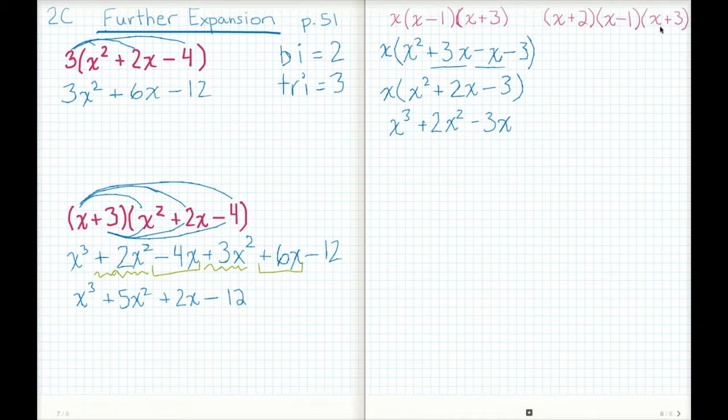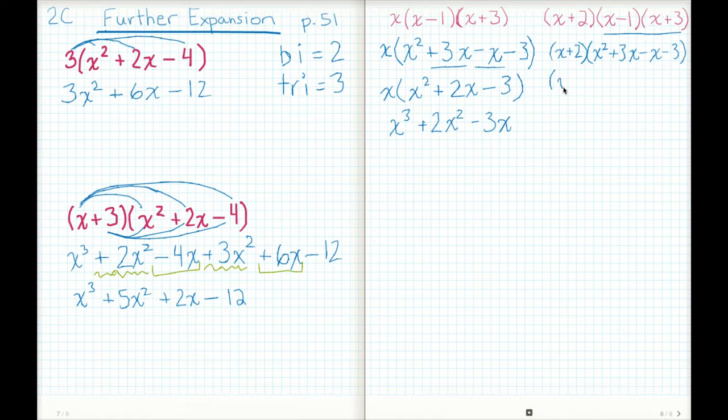Now I have 3 binomials multiplied together. To do them one after another, I'm going to start with these 2 and just leave the x plus 2 out front. x times x is x squared. x times 3 is 3x. Negative 1 times x is negative x. And negative 1 times 3 is minus 3, just like I had before.